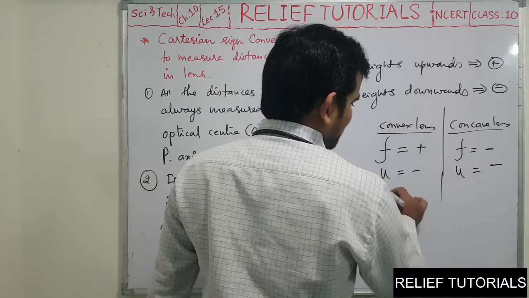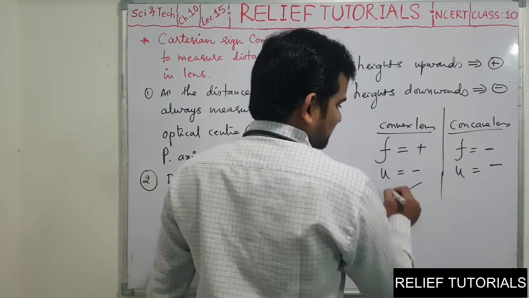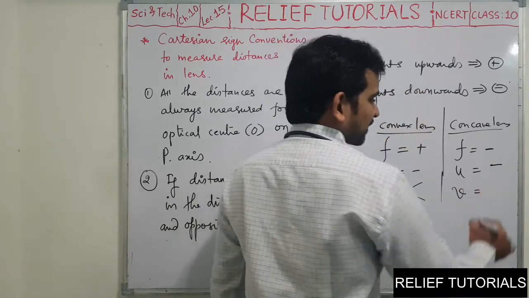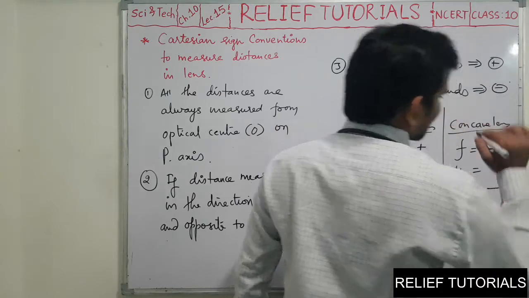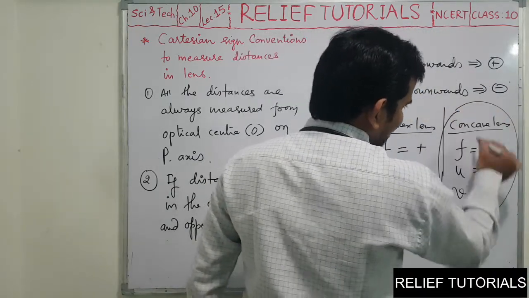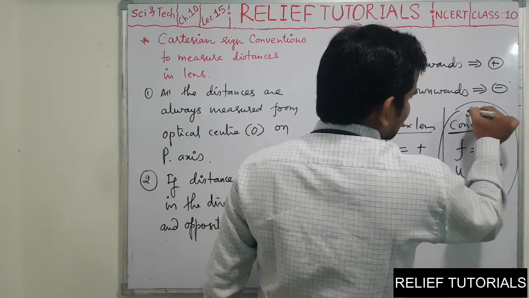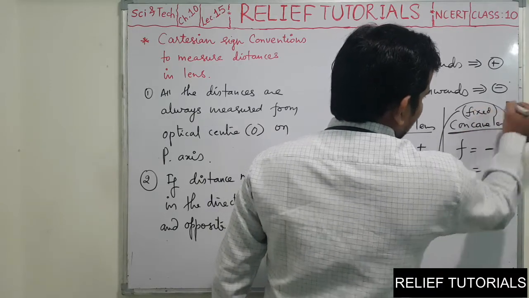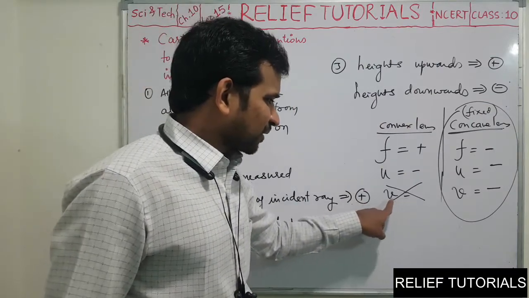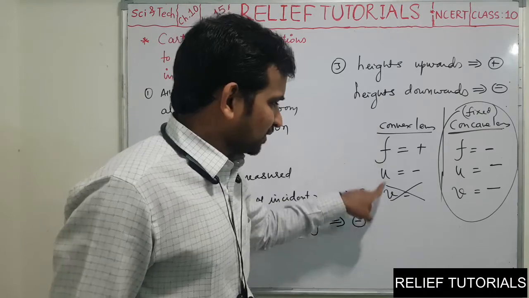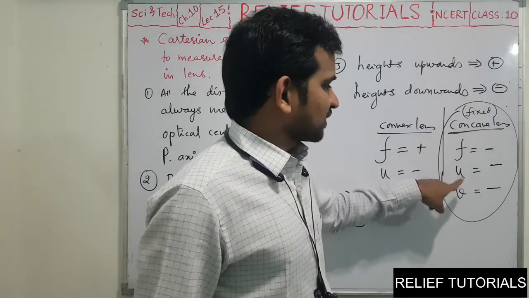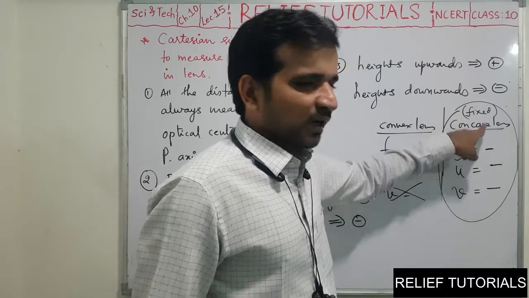Image distance is not fixed in the case of a convex lens, but there is a fixed sign for the image distance in the case of a concave lens, and that is always negative. So all the distances are negative in a concave lens. These are the fixed signs. There is only a variety of signs in image distance in the case of a convex lens. Otherwise, in a concave lens, focal length, object distance and image distance are all negative.